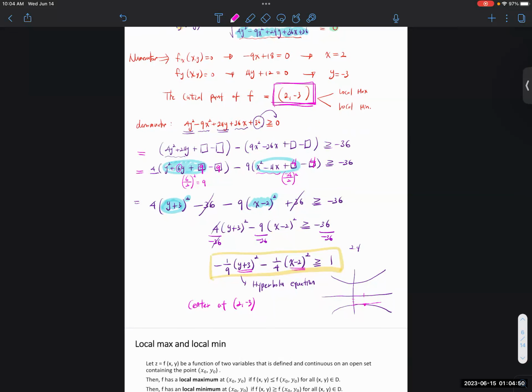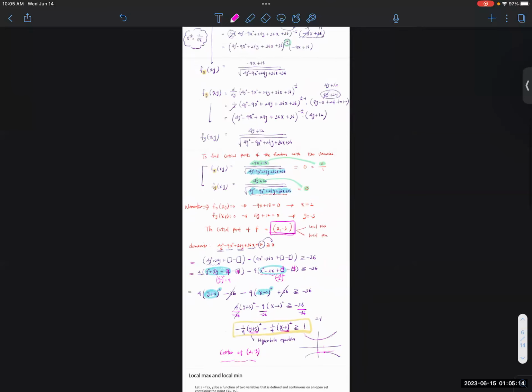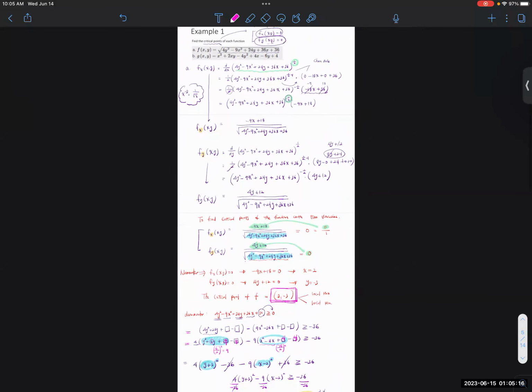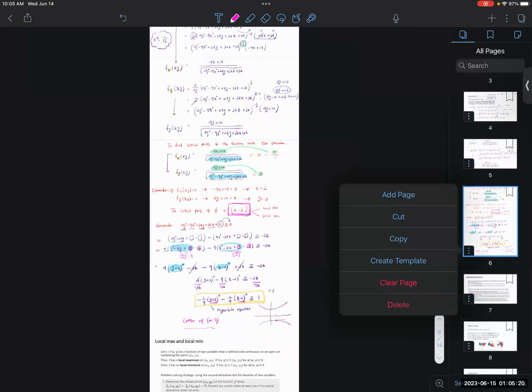So I solved it by looking at the denominator. It actually gives you the hyperbola equation. That means that at 2, -3, this function has either a local max or local min, and we call that particular point a critical point. Okay, so think about the relationship. This is how you find the critical points and check them. That's a very important concept.